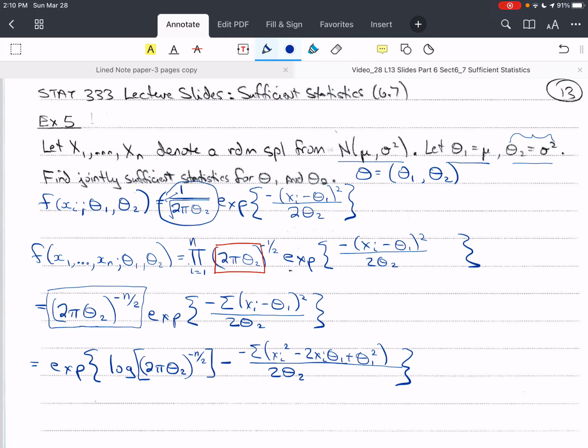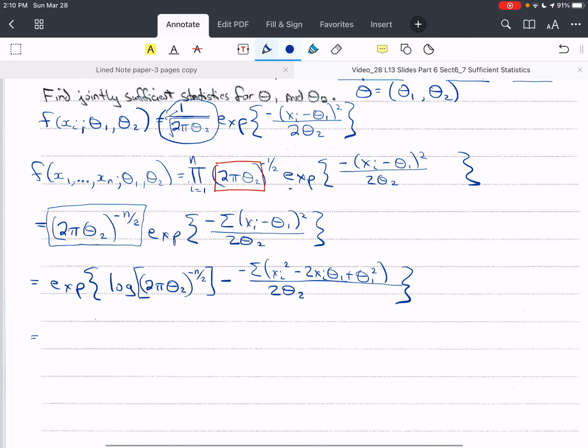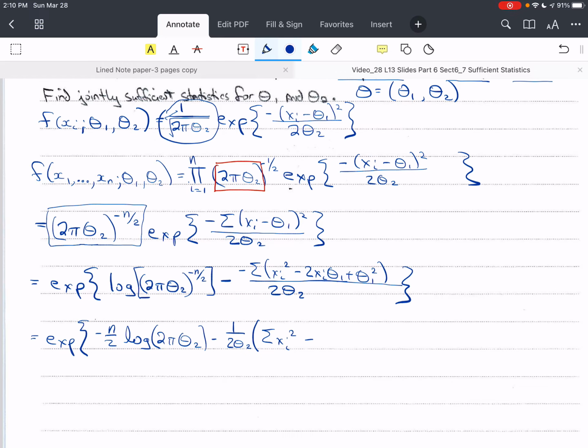And I can rewrite this. So I have exp, that's e raised to the, and this will be negative n over 2 log of 2 pi theta 2. And then I'll have minus, and I'll have 1 over 2 theta 2 times the sum of x_i squared minus theta 1 sum of 2 x_i plus the sum of theta 1 squared. Okay.